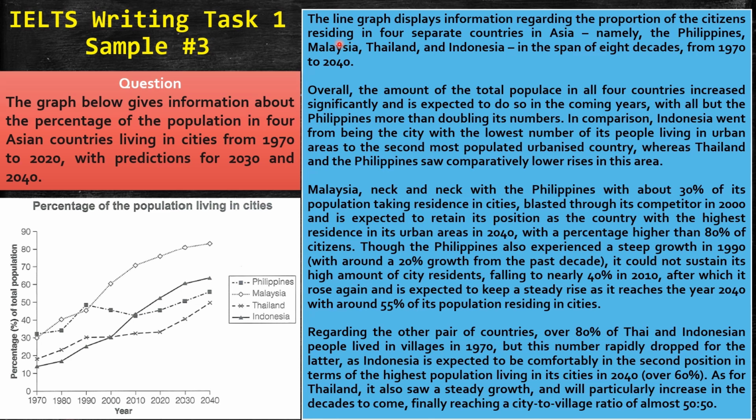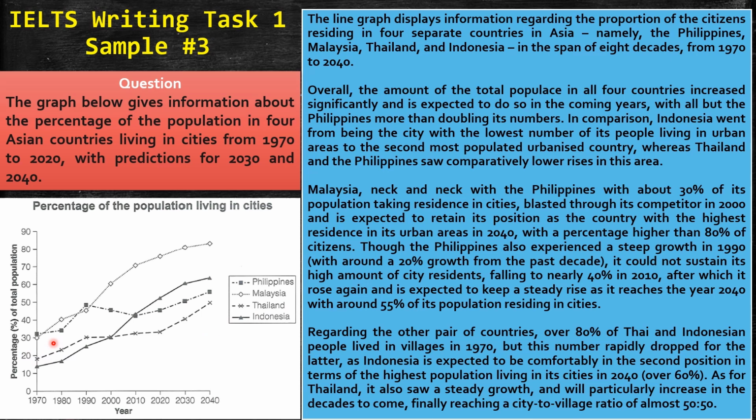Let's read my answer. The line graph displays information regarding the proportion of the citizens residing in 4 separate countries in Asia. Instead of Asian countries, I wrote countries in Asia, namely the Philippines, Malaysia, Thailand, and Indonesia, in the span of 8 decades, which means 80 years, from 1970 to 2040. Overall, the amount of the total populace in all 4 countries increased significantly and is expected to do so in the coming years, which means already increased, and also in the future it is expected to increase, with all but the Philippines more than doubling its numbers.